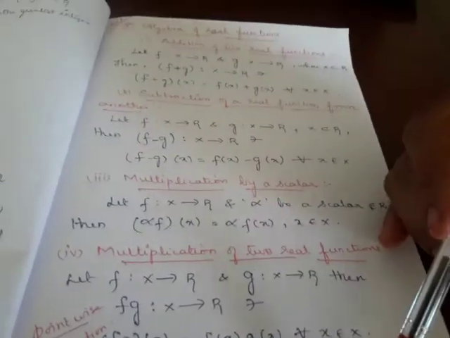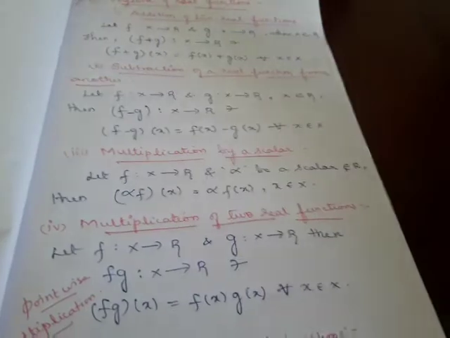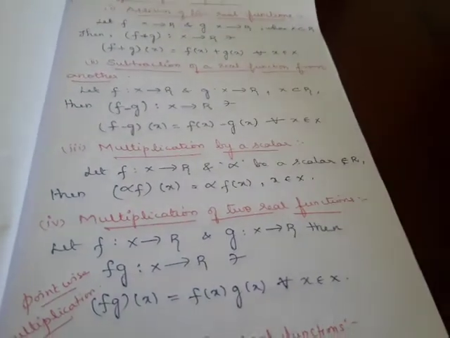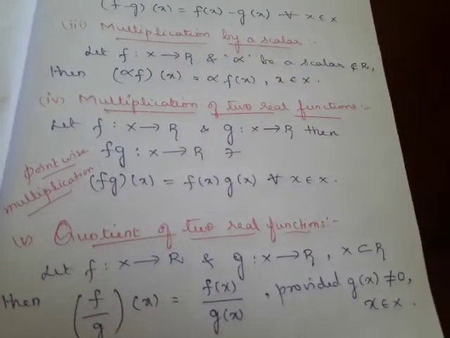So what we learnt here, the sum, difference, product, division of two different real functions is nothing but the sum of their individual functions, the difference of their individual functions, product of the individual functions and the quotient of their individual functions, right?